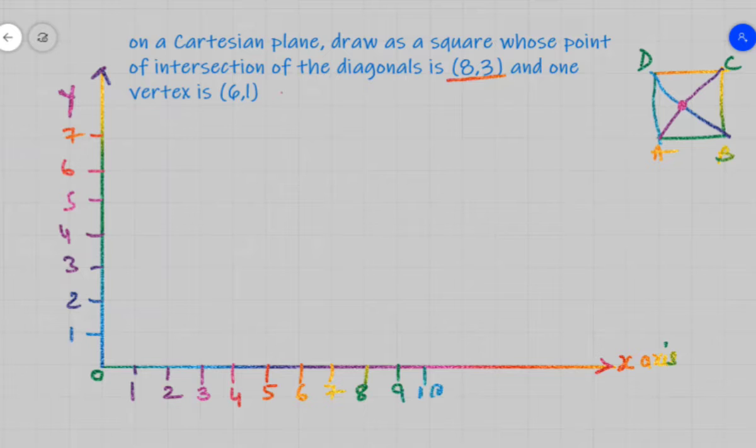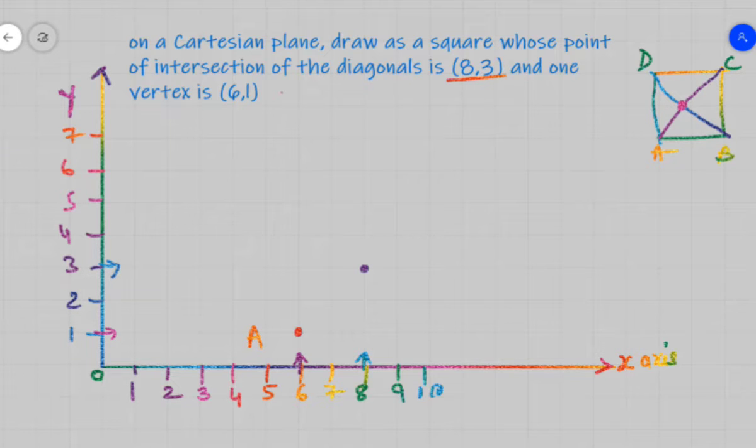Now see, the point of intersection of the diagonals is 8, 3, which means from here you have to start a perpendicular line and from here you have to start a perpendicular line, and you will reach this point. This is the point of intersection of the diagonals. Now one more point, 6, 1, is one of the vertices. 6 means this one and 1 means this one. So if you draw from here and here, you will get a point here. This is 6, 1. Suppose this is point A.